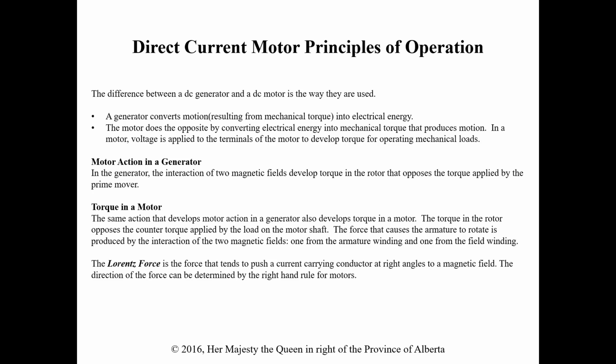Again, we have the field winding that is an electromagnet, and then we have the armature windings that have voltage being put to them because this is a motor. And then depending on when we have a load attached, going to draw current through those armature windings. So again, the Lorentz force is a force that tends to push a current carrying conductor at right angles to a magnetic field. The direction of the force can be determined by the right-hand rule for motors.